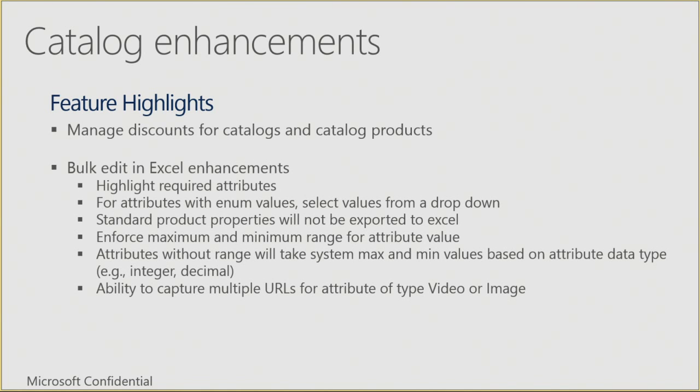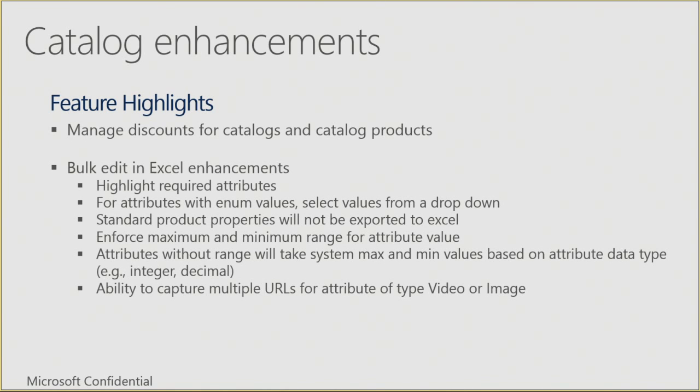One of the other things we have done, something we started in the previous release, is bulk editing of the attributes or the products in catalog. Now, we got some feedback about how we can enhance those. For example, users were not clear which attributes were required versus not. And if I have an attribute with enum values, of a text data type, where you can specify enums, we were not doing validation to make sure the input provided by the user in the Excel actually is one of them.